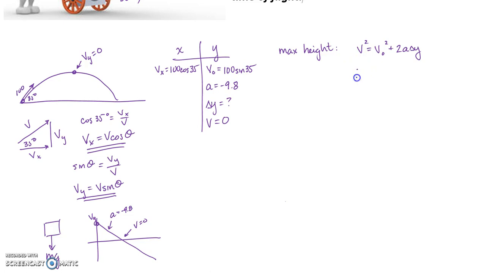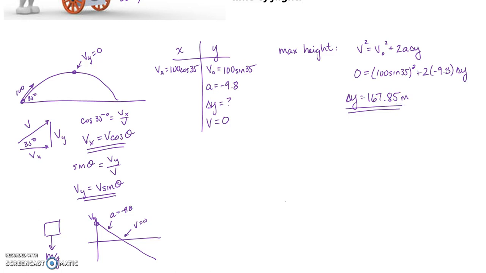So I know my final velocity is going to be 0. So I got 0 equals 100 times sine of 35 squared plus 2 times negative 9.8 times my vertical displacement, and so I can solve. And my vertical displacement is, drumroll please, 167.85 meters. So that is our max height. All right, so that's the first one.